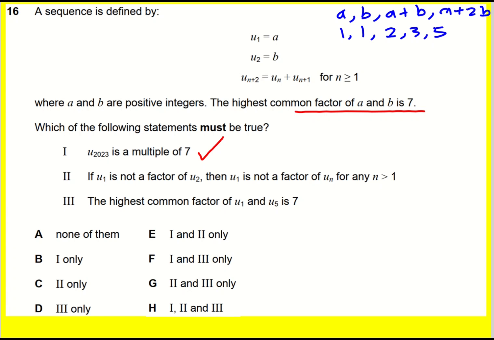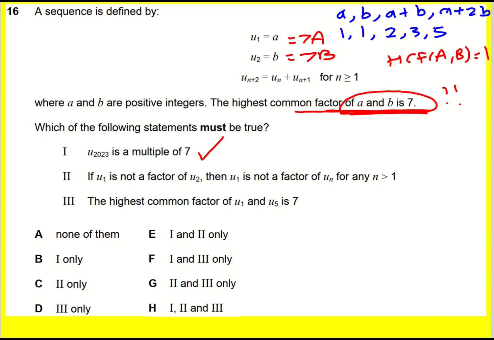We can show it algebraically, or at least get motivation for it. So I could say that little a is actually 7 times capital A, and little b is 7 times capital B. Just got to note that the highest common factor of A and B must equal 1, because otherwise the highest common factor of little a and little b would be more than 7.